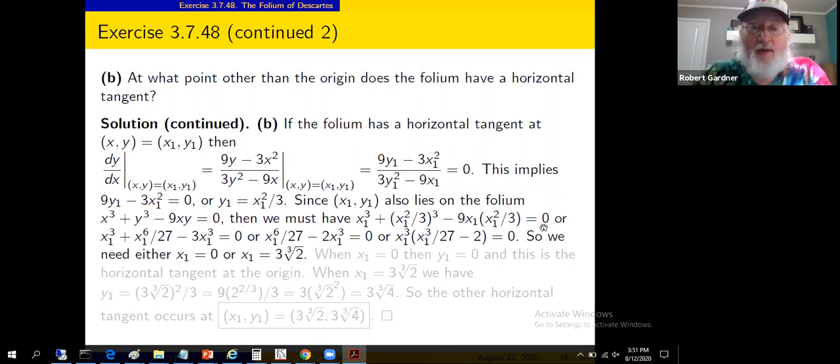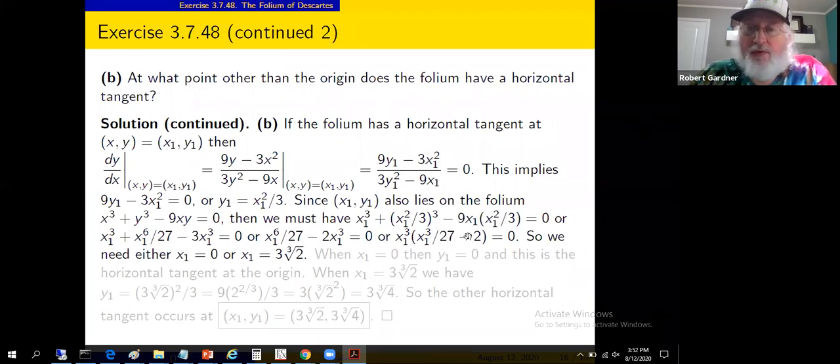We're looking for x1. Once we find x1, we can find the corresponding y1. This simplifies down to x1 cubed. Cubing this, we'll have an x1 to the 6th over 3 cubed, which is 27. We get an x1 cubed from this, 9 divided by 3 is 3, which simplifies a little bit more to x1 to the 6th over 27 minus 2x1 cubed equals 0. We can factor an x1 cubed out, leaving x1 cubed over 27 minus 2.